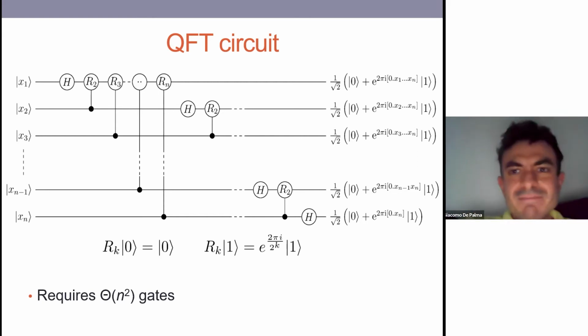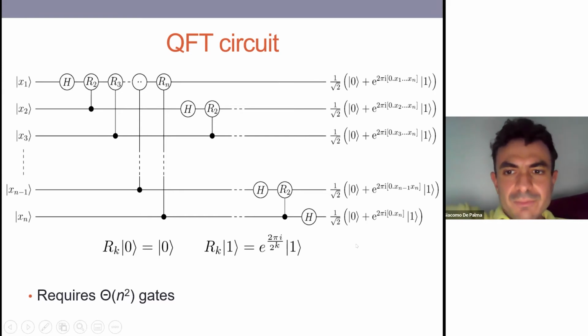Sorry for this. This Hadamard gate puts this qubit in a superposition of 0 and e to the 2 pi i 0.x1, over root 2, and that's what we can see here, where the Hadamard gate is applied to the last qubit.